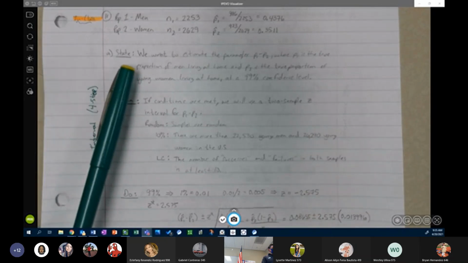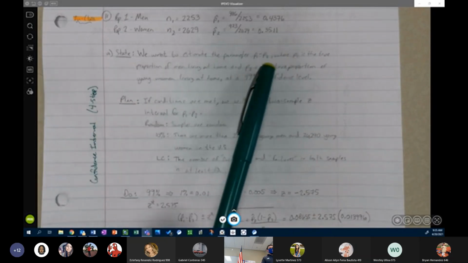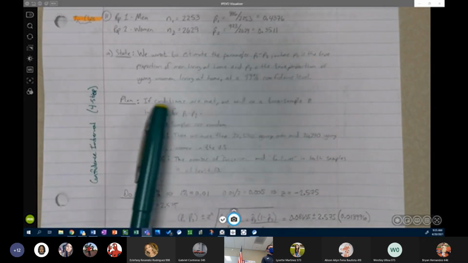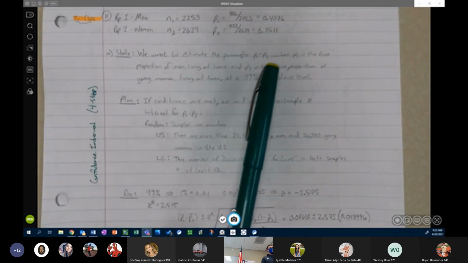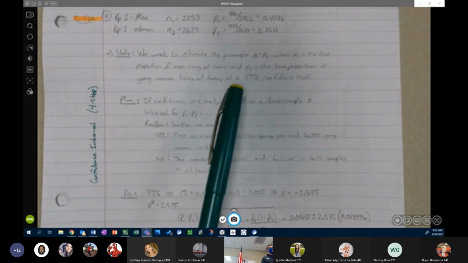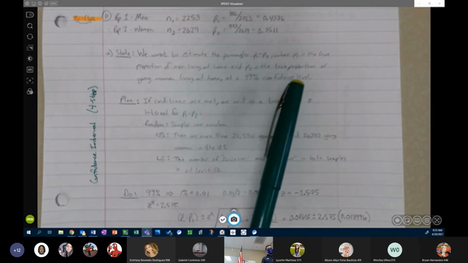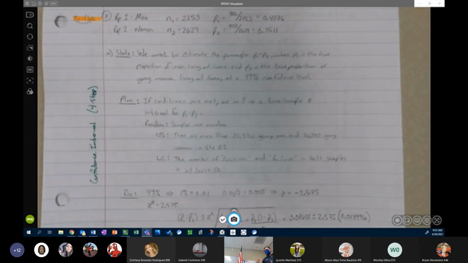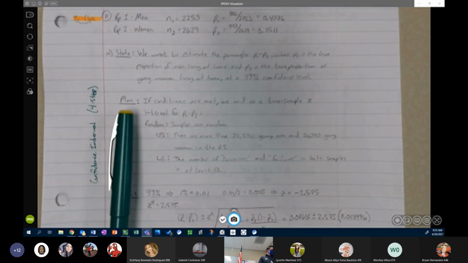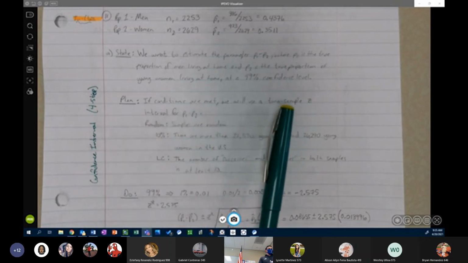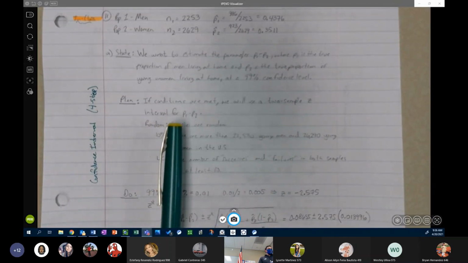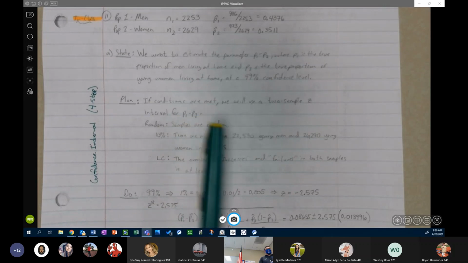We start with our statement. We want to estimate the parameter P1 minus P2, where P1 is the true proportion of men living at home and P2 is the true proportion of young women living at home, at a 99% confidence level. That's our statement. That's what we're going to be doing. Our plan: if conditions are met, we will use a 2-sample Z interval for P1 minus P2.